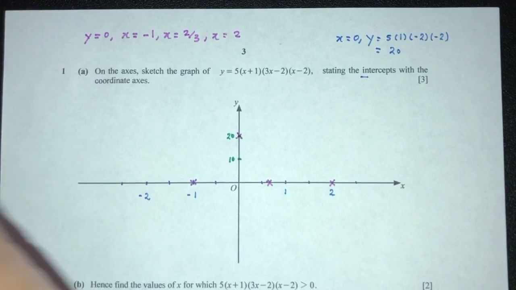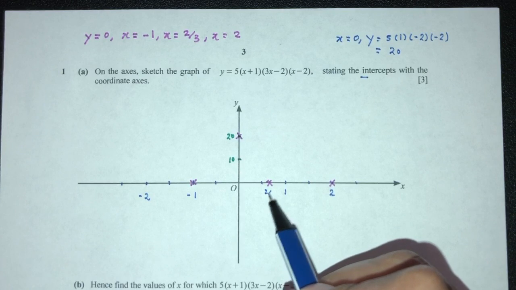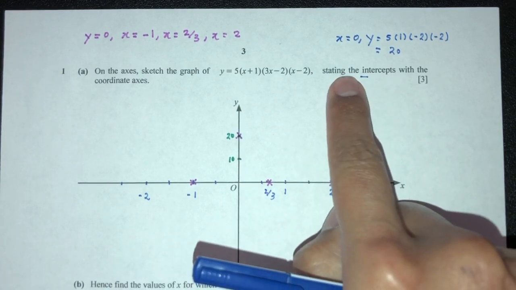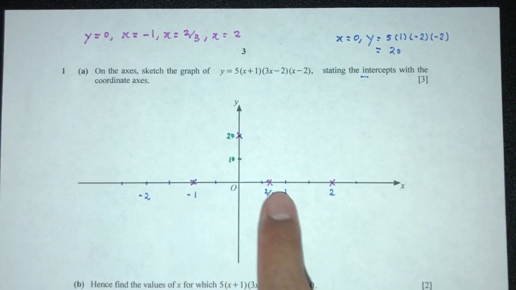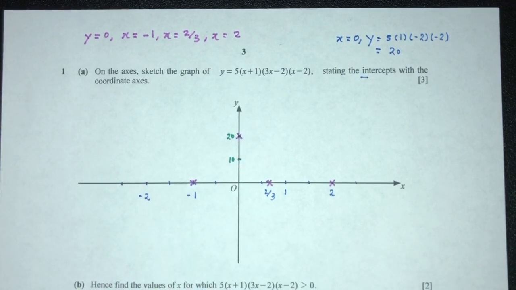So you have to show all these points of intersection. Also, don't forget to label this one as well as 2 over 3, because you have to state the intercepts. So this is good. I hope that makes sense. That will help you to earn some marks for your question.